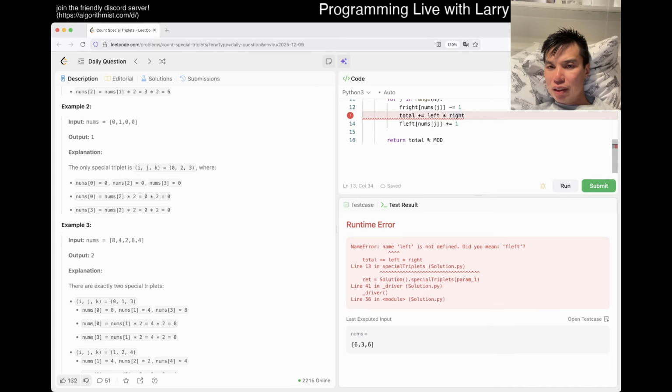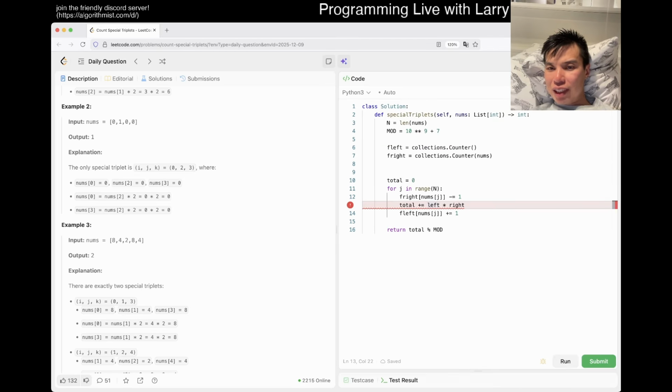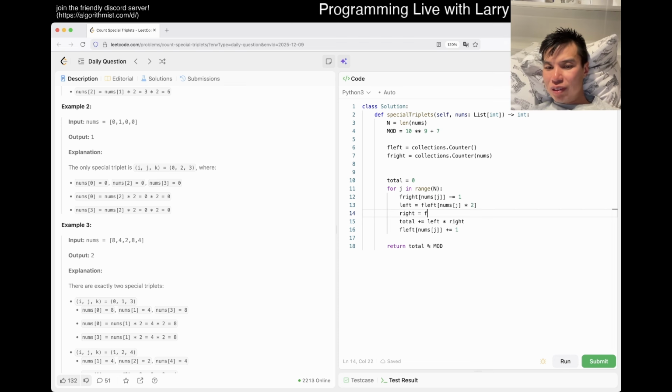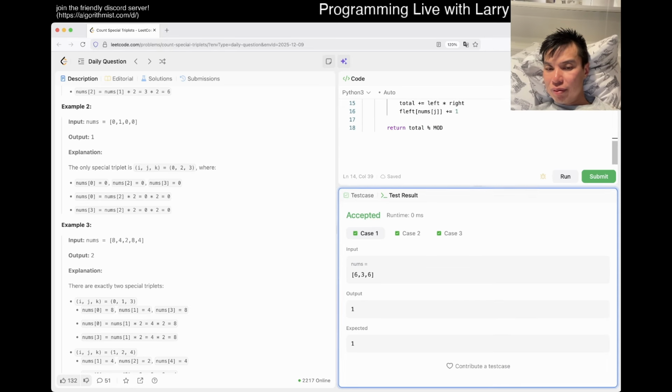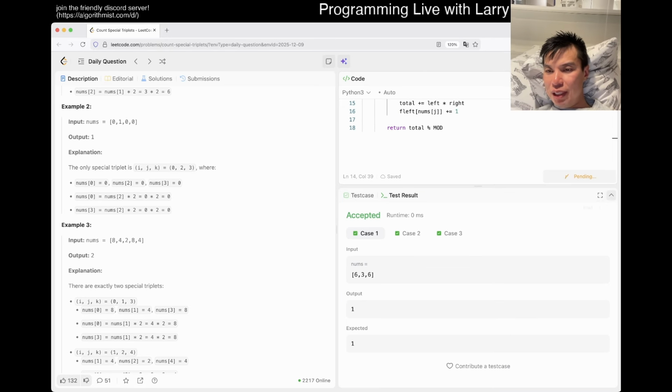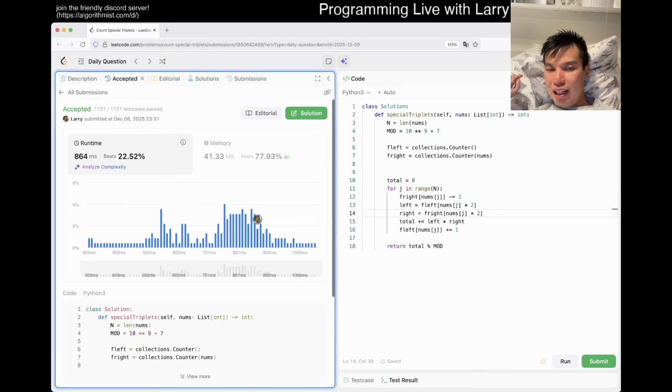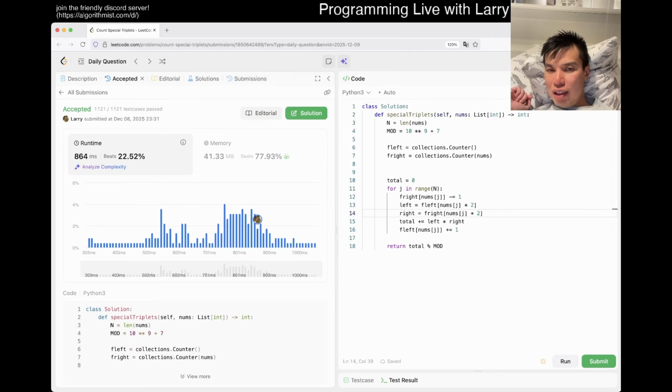Oh, I forgot to actually put this. But this part's easy, right? So left is equal to f of left of nums[j] times 2. You can also probably do some math so that you don't pollute the thing, but it's going to be still O of n, so it should be okay. Looks okay. Let's give it a YOLO submit. Hopefully we didn't mess up too much. And yep, there you go.